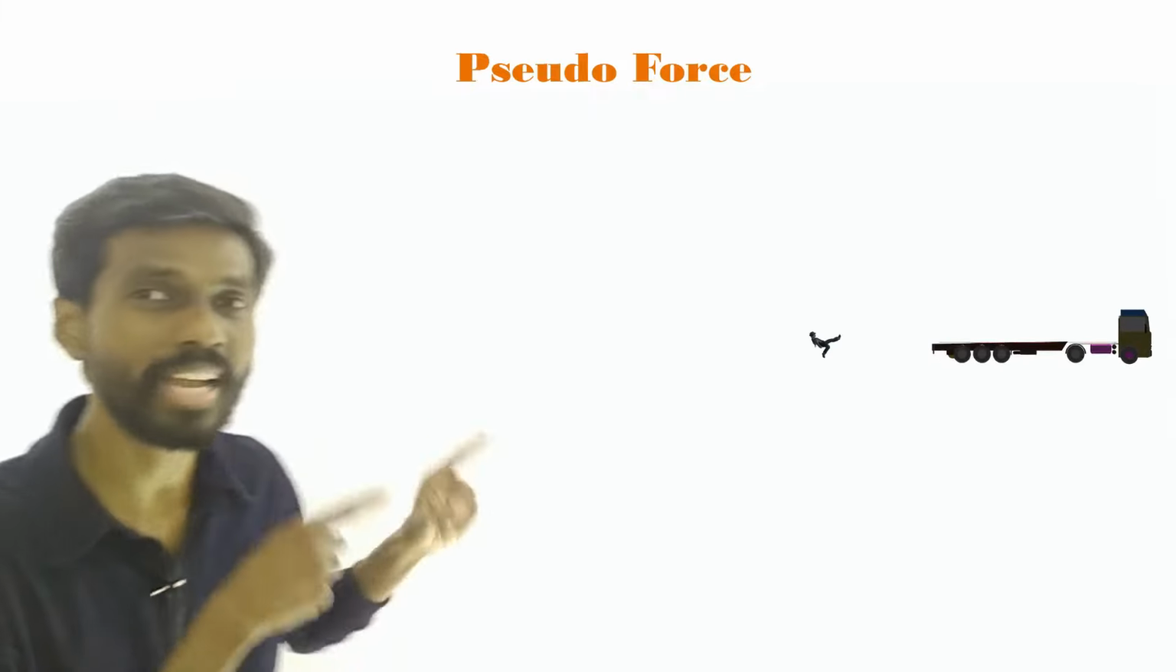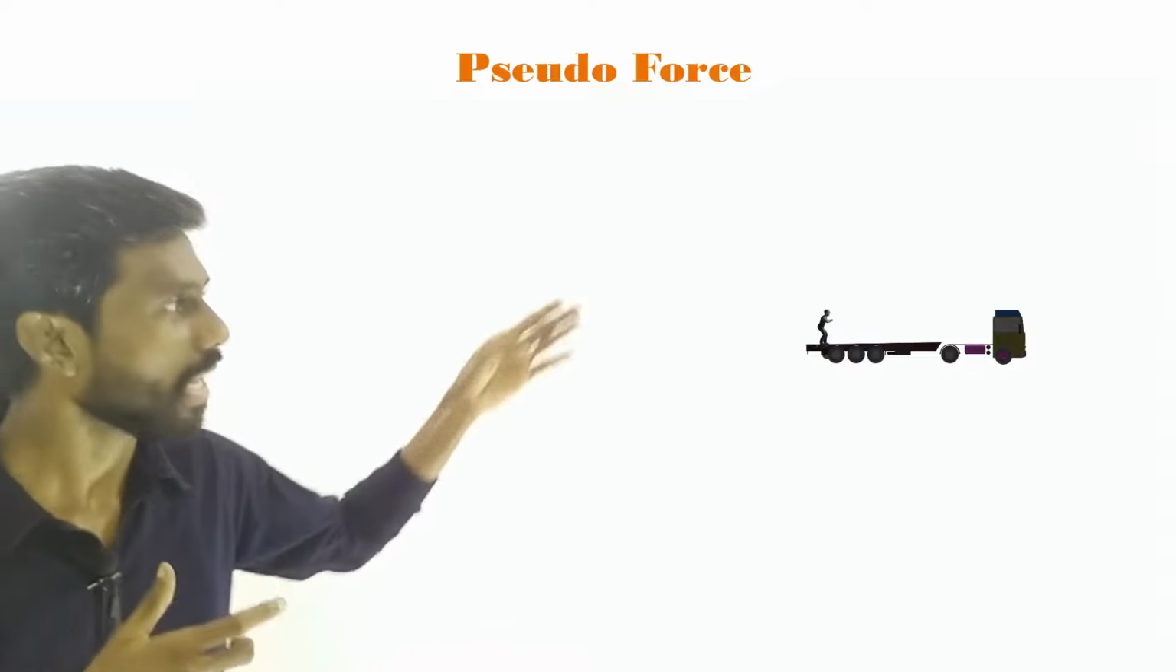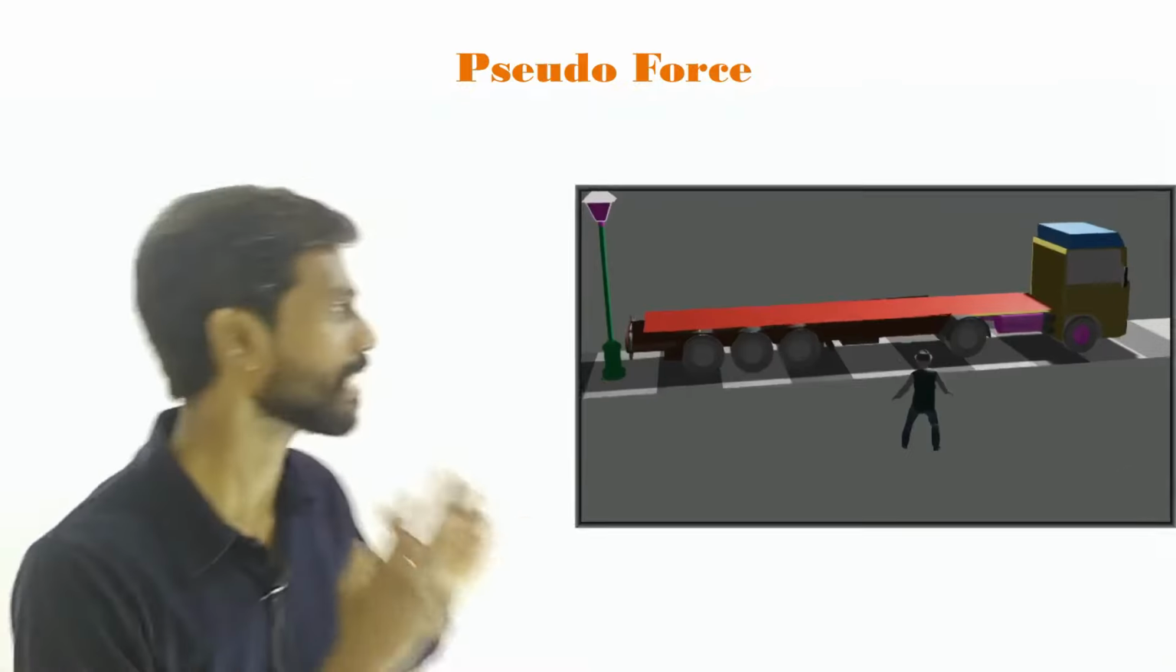So the observer believes that the person is moving in this direction. So there must be some force in this direction. So this is an imaginary force, right? For that moving observer, it appears as though there is a force in this direction. This imaginary force is what is called the pseudo force, right? So let us understand this better by taking another example.